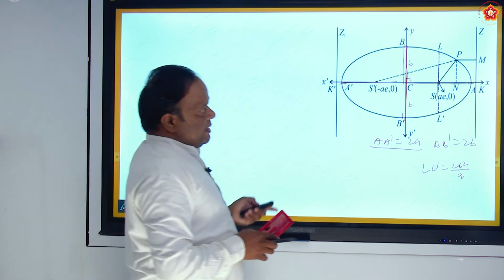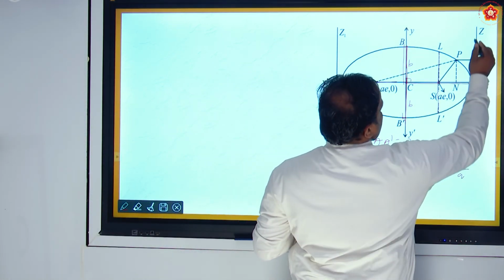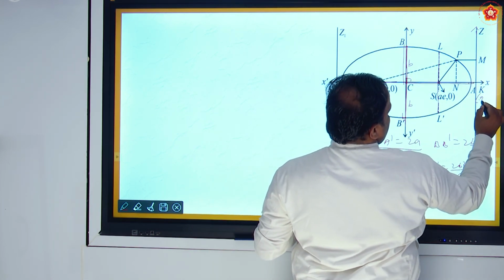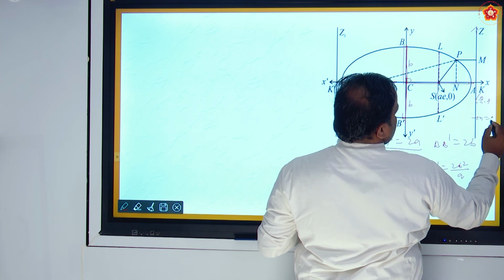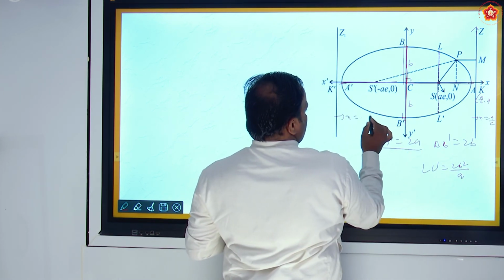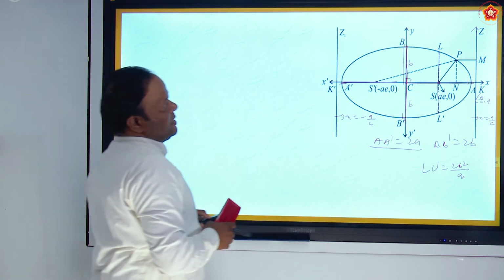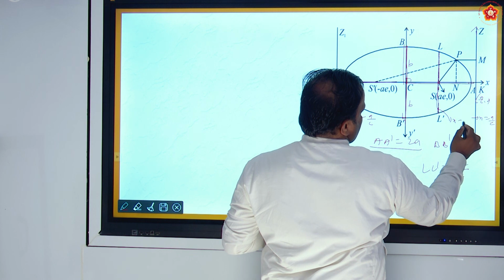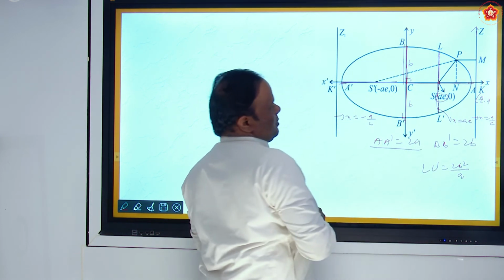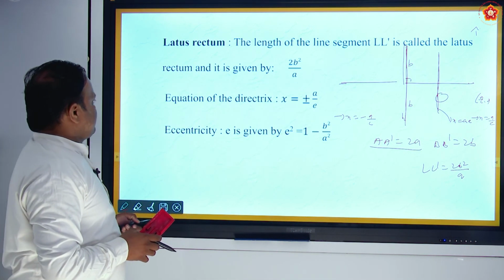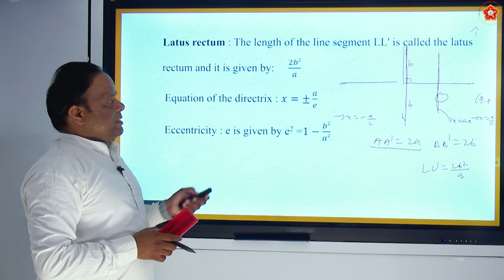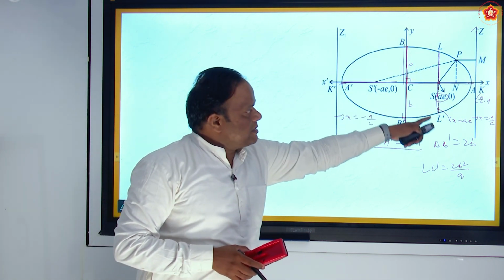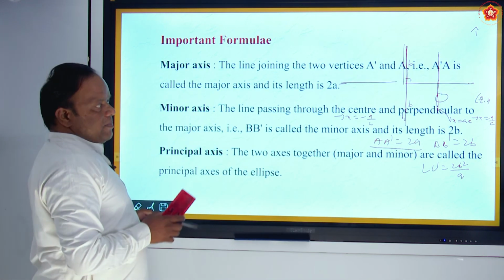Equation of directrix. I explain in the theorem only. This is the directrix, no? Here are Z and Z dash, the directrices. This point is a by e comma 0. Therefore, the equation of directrix is x equal to a by e. This side x equal to minus a by e. So x equal to plus or minus a by e. This is the equation of directrix. Equation of LR: one is x equal to ae, the other x equal to minus ae. So the equation of latus rectum is x equal to plus or minus ae.